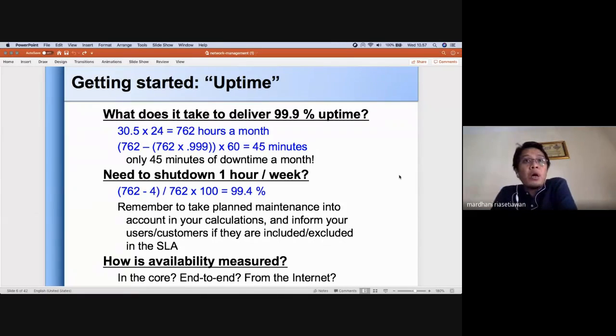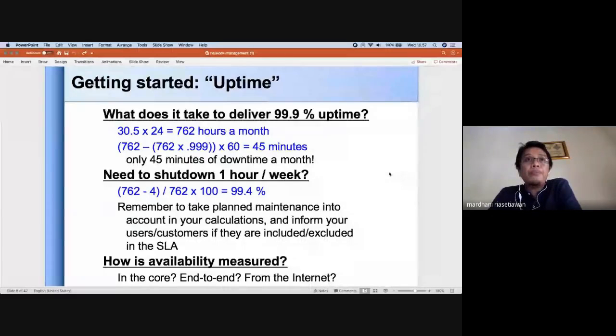What if, for example, we need to shut down 1 hour per week? Then the SLA will be 99.5%, and of course it will be adjusted with assumptions. So that will be our issue. How, when, and at what point will we select our SLA or our uptime? It will be very important in network management.